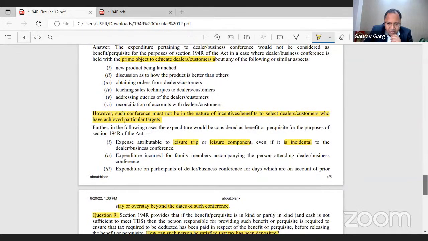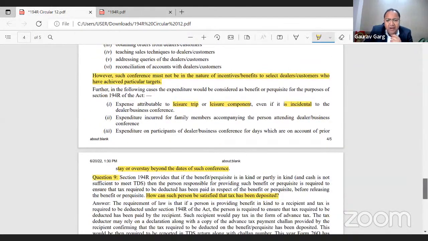Yeah, I agree. Maybe the intention is whether it can be considered a benefit or whether it was essential for a person to reach one day before. I think that could be the point of argument, but yes, certainly it will invite litigation.